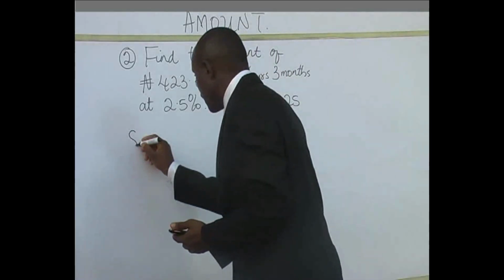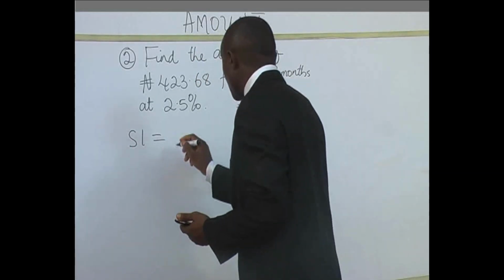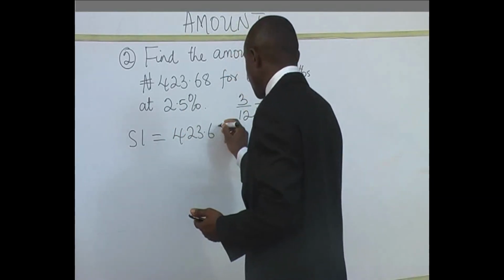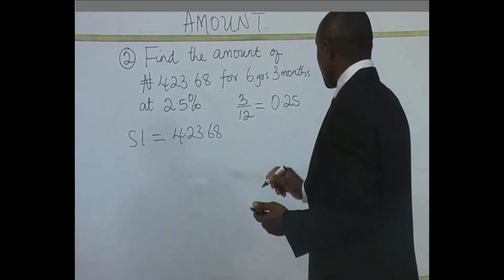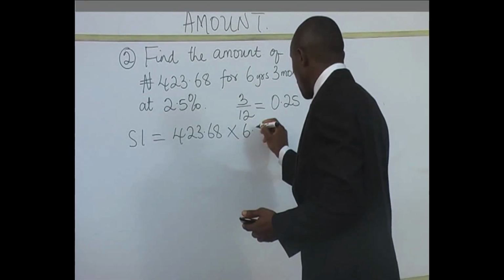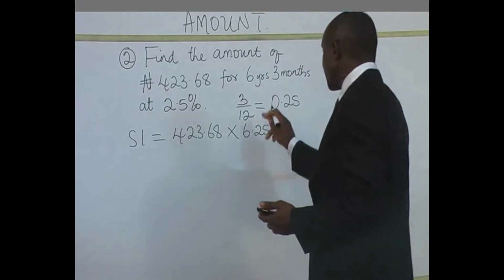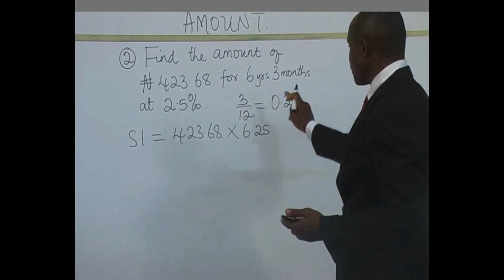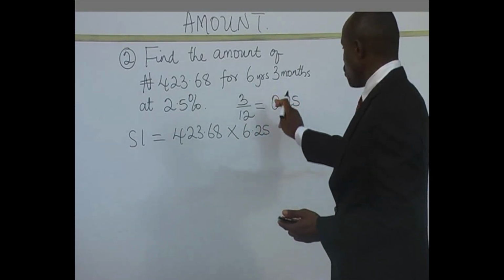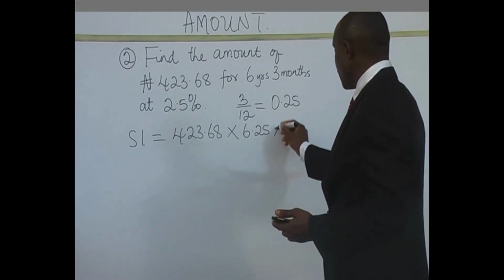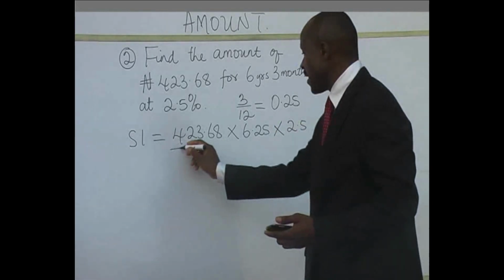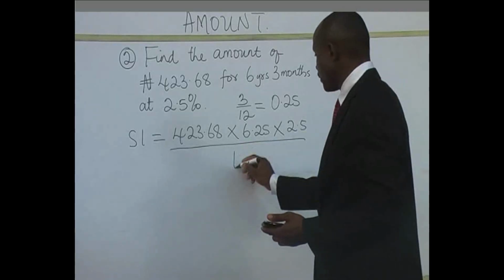Now, our simple interest. Principal is 423.68. Our time now is 6.25. That is the meaning of 6 years, 3 months. You can see how we calculated, we converted months to years. Then times the rate, 2.5, divided by 100.